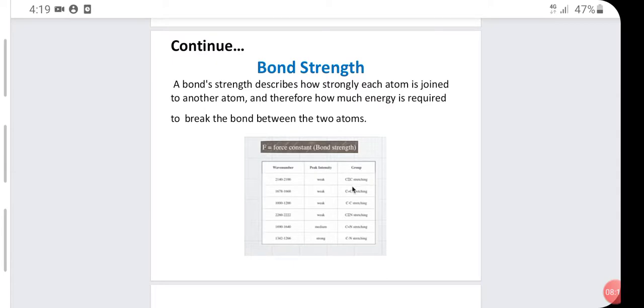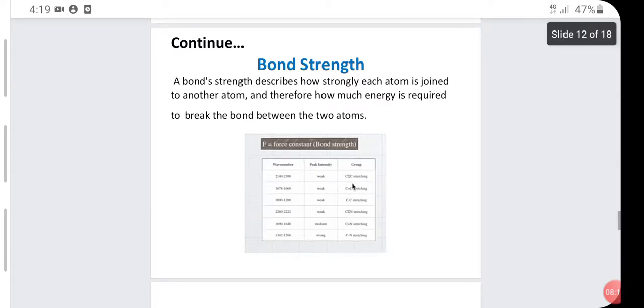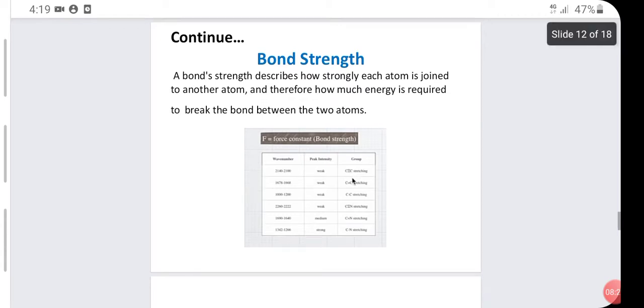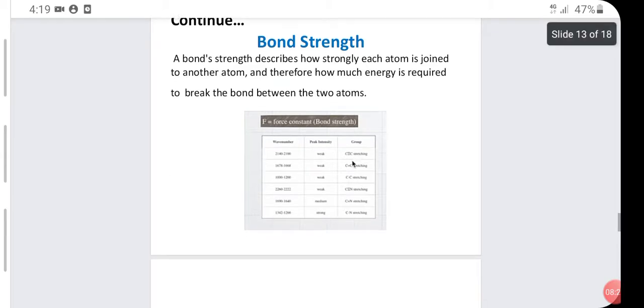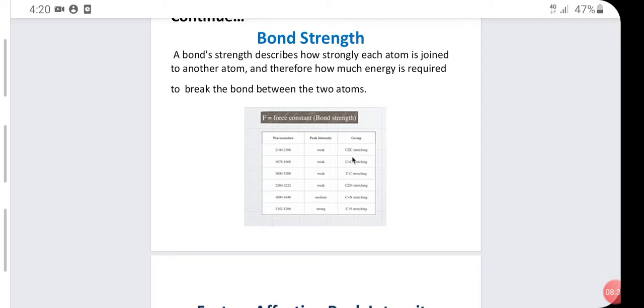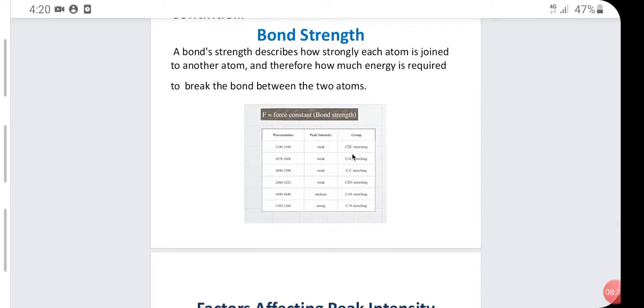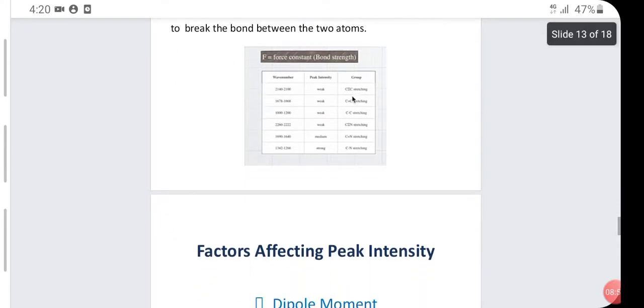The second factor is the bond strength. Bond strength describes how strongly each atom is joined to another atom and therefore how much energy is required to break the bond between the two atoms. Wave number is directly proportional to the bond strength. Here you can see C triple bond C, C double bond C and C single bond C. C triple bond C is a strong bond while the C single bond C is a weak bond. Here you can see when wave number decreases, then bond strength will also decrease.